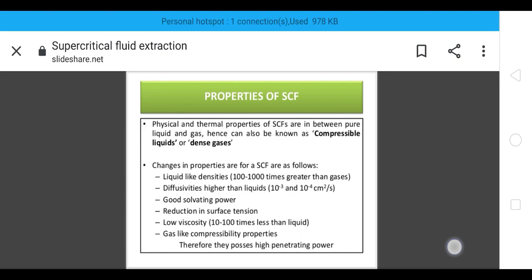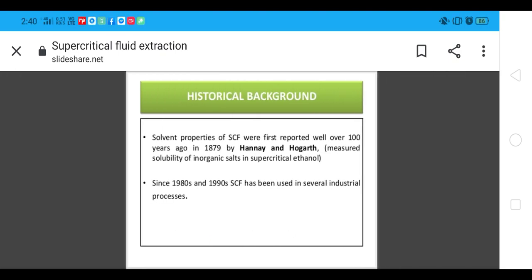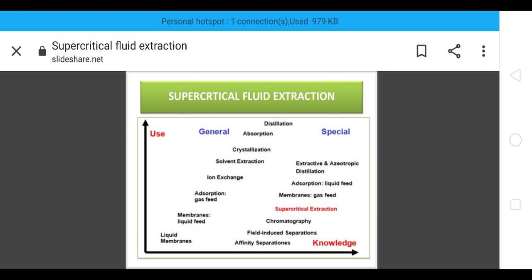It has excellent solvent power, and it has reduced surface tension with low viscosity. Therefore, why are we going to use supercritical fluid for extraction? Because it has high penetration power in any type of material, so it has good extraction capacity. Now, the solvent property of the supercritical fluid is basically used for different categories in different applications.